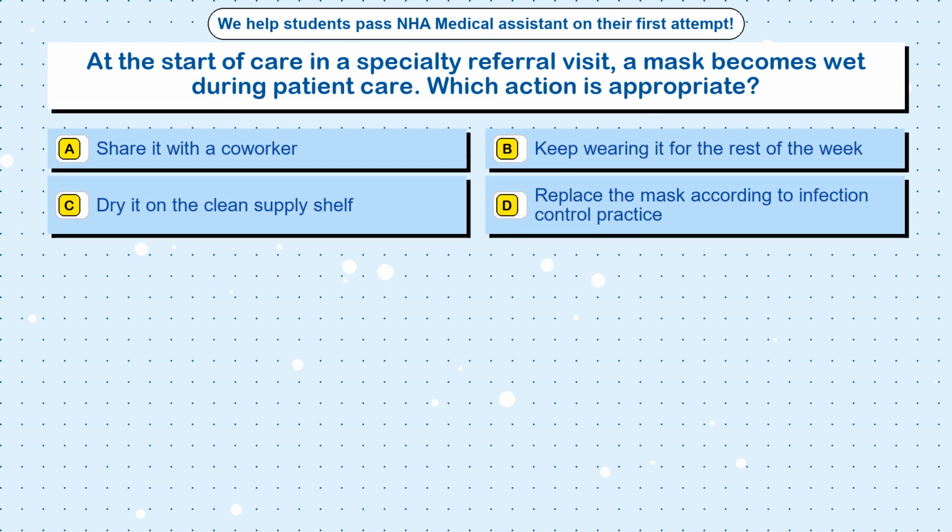Question 15. At the start of care in a specialty referral visit, a mask becomes wet during patient care. Which action is appropriate? Option A, share it with a coworker. Option B, keep wearing it for the rest of the week. Option C, dry it on the clean supply shelf. Option D, replace the mask according to infection control practice.